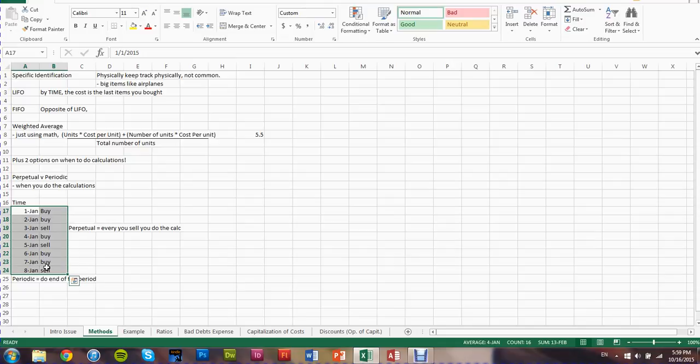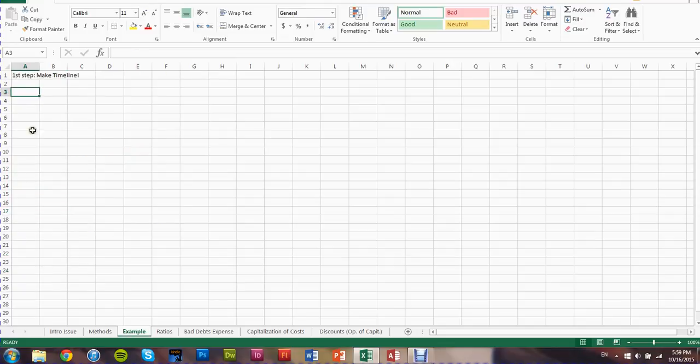So let's make an example just to go over something. So first, we always want to make a timeline. So I'll just stick with just these first couple days of January. Whenever you have a problem like this, or you're doing just accounting in general, always keep track of time, and especially with inventory costing, making a timeline is the best.